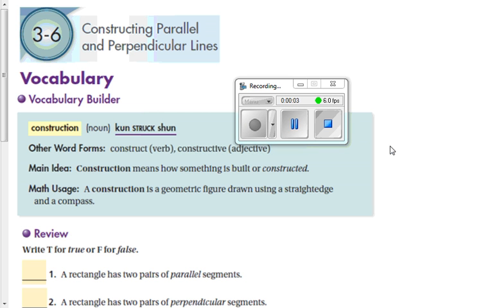Hey students, this is lesson 3.6. In this lesson we're going to learn how to construct parallel and perpendicular lines. Go ahead and do the review and I'll check back with you.